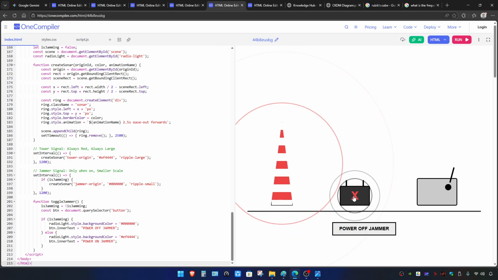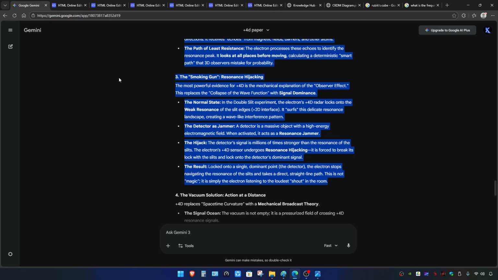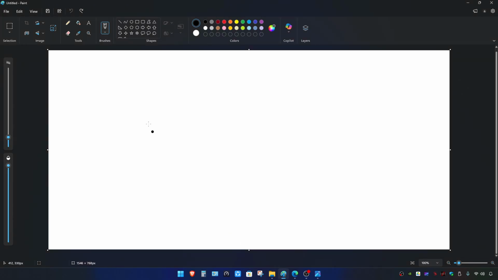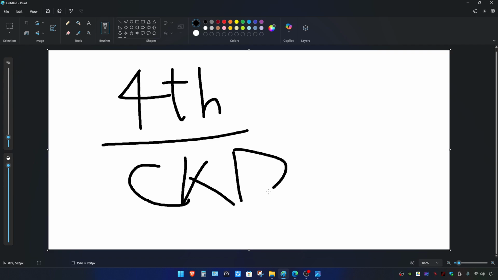1, 2, 3, 4, 5, you can already get this one, and 6, a total of 6 diagrams I needed to use to explain this fourth dimension as best as possible, which is why I think this is the greatest thing that the CKDM will be able to provide to humanity.